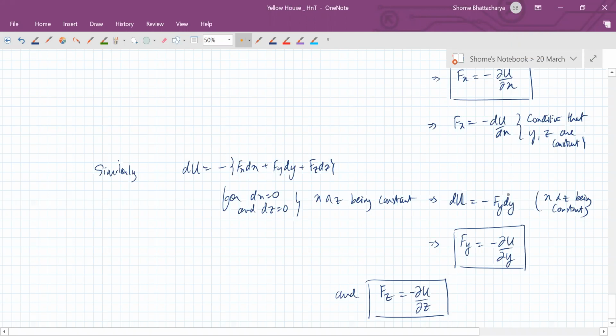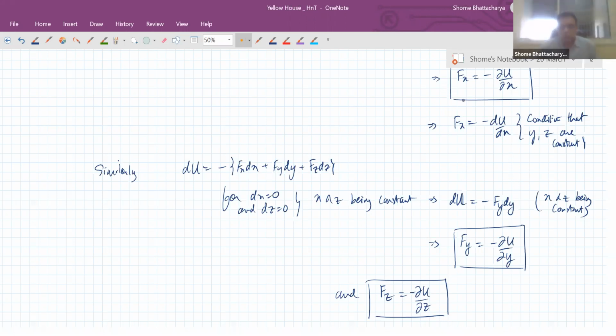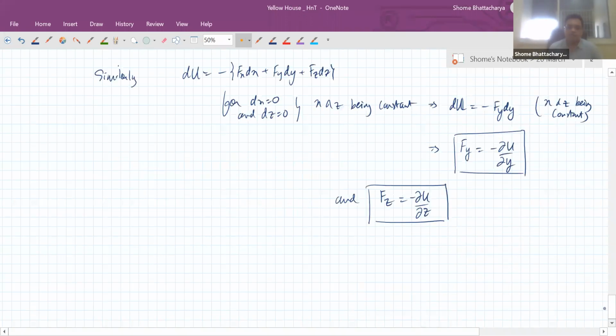Sir, so is partial differentiation same as normal differentiation? Yeah, it's similar to normal differentiation, but the only thing is we have to do the differentiation of a multiple variable function, keeping the other variables constant. So I'll explain with examples and it will become clear.